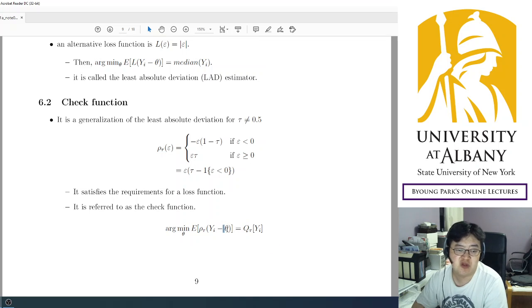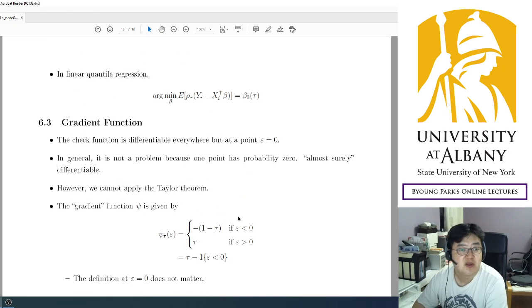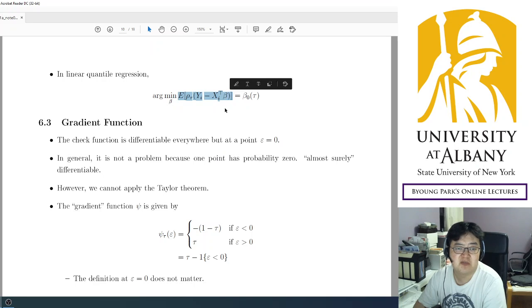So in this case, we do not have any x, but in a simpler case, the minimizer of the check function is the quantile. And we are going to study what's going on there, and the same thing happens here. The minimizer of the check function in the linear model is the true coefficient of the quantile regression model.